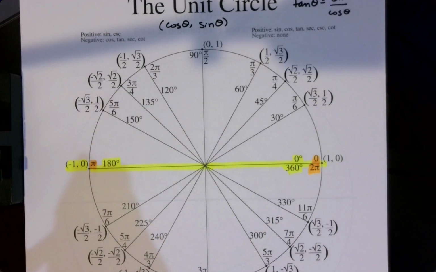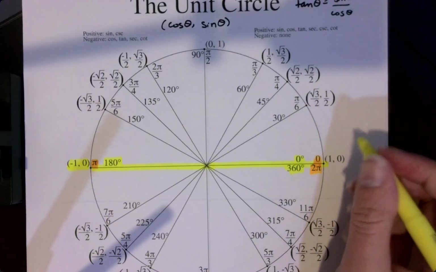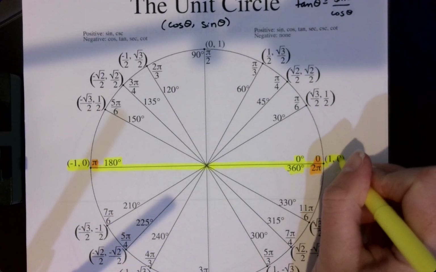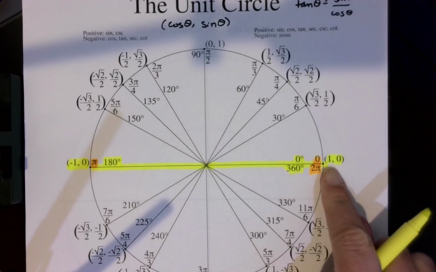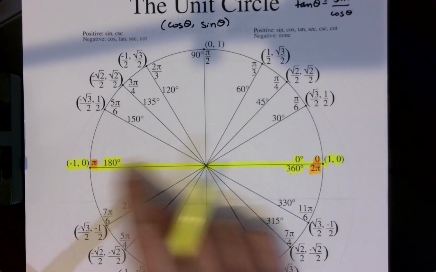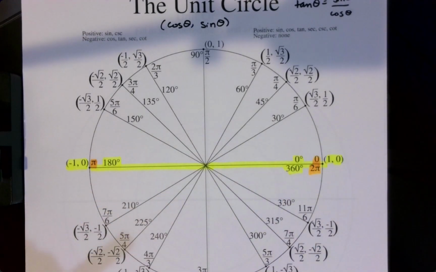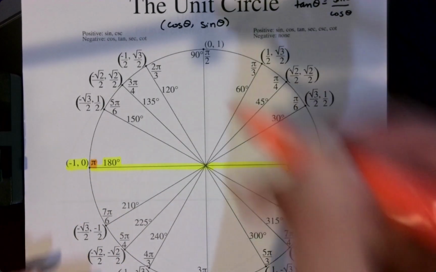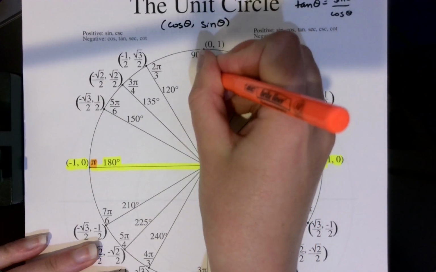These have in common the fact that the x-coordinate is 1 or negative 1, and the y-coordinate for both of those is 0. So the cosine value is either 1 or negative 1, and for both of these angles, the sine value is going to be 0. Okay, then let's look at our y-axis.